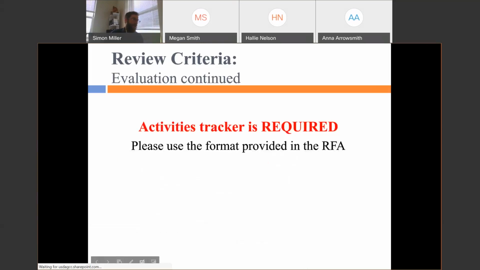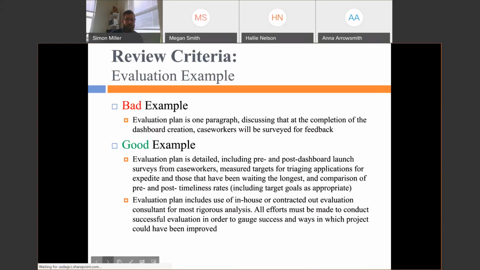So I want to say this: the activities tracker is required. I'll say it again, it's in red. The activities tracker is required. Please use the format that's provided in the RFA. So let's go over some good and bad examples of evaluation.